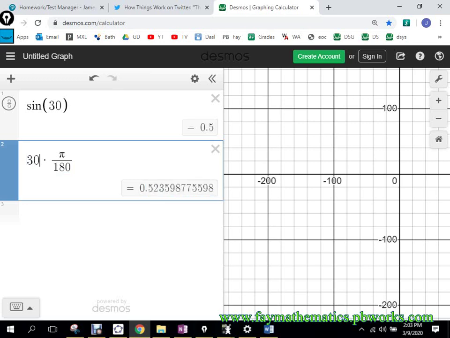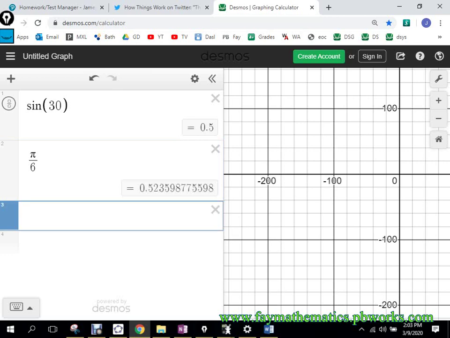Let's just write it this way real quick. 30 pi over 180, is that the same thing as 3 pi over 18, which is the same thing as pi over 6? Does that kind of make sense, everybody? So 30 degrees is equivalent to pi over 6 radians.